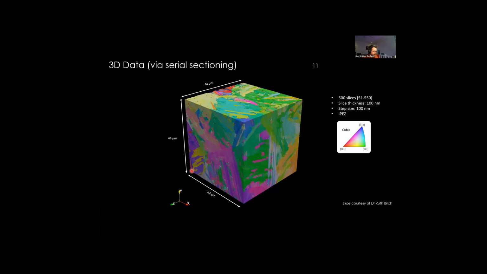We can also do three-dimensional analysis, and we'll see this a bit later, by serially ablating or removing the surface using the focused ion beam instrument. In a plasma FIB, we can do this relatively quickly. Here we have a slice thickness of 100 nanometers and a step size of the EBSD data of 100 nanometers, which recovers a voxel size of 100 nanometers. So we have three-dimensional pixels, the voxels, and this is presented with respect to the IPFZ.